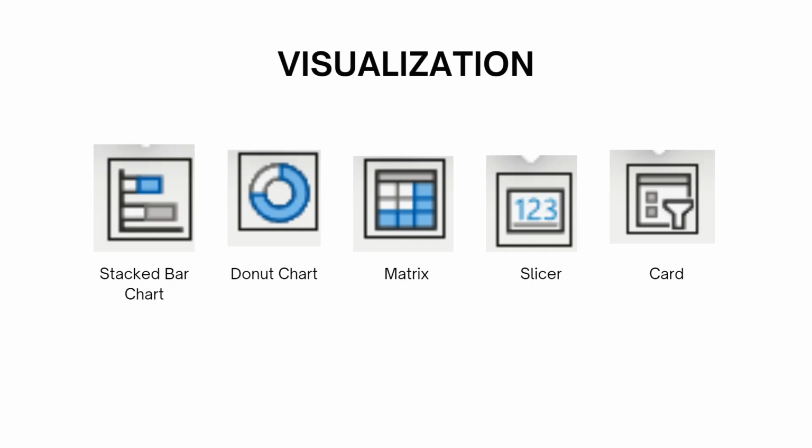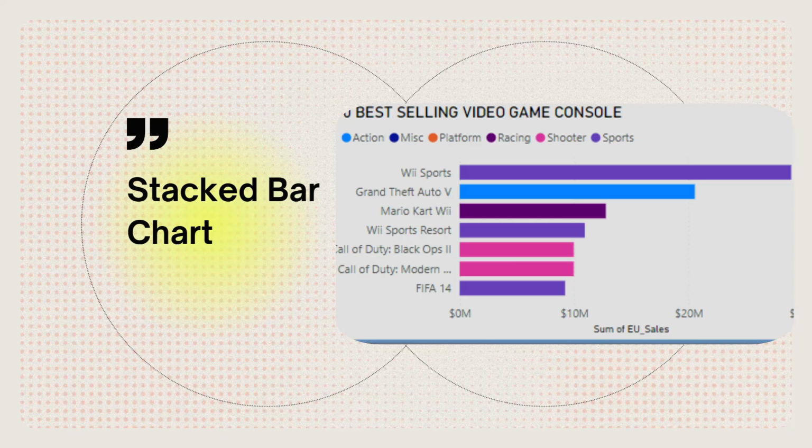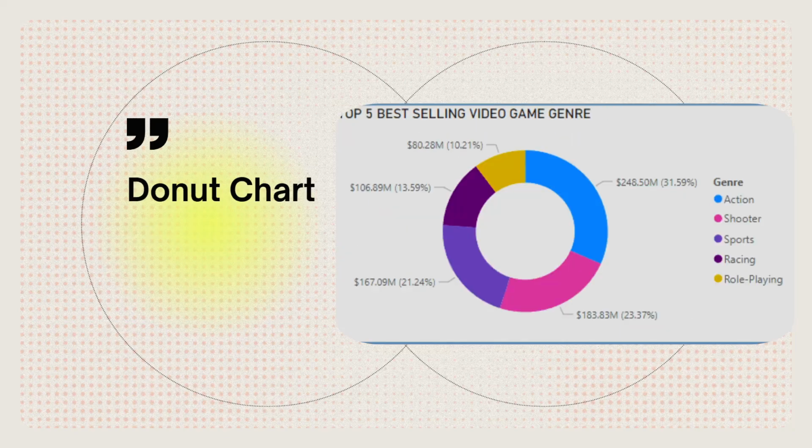Visualization is crucial to showcase the dataset in a form that can be easily understood by other people. Here I use five types of visualization, which are stack bar chart, donut chart, matrix, slicer, and card. Stack bar chart is useful to represent the highlight of the best video game sales. Donut chart is a variation of pie chart with the center of the chart removed. Donut chart shows how many segments are being held by the top 5 video games genre.